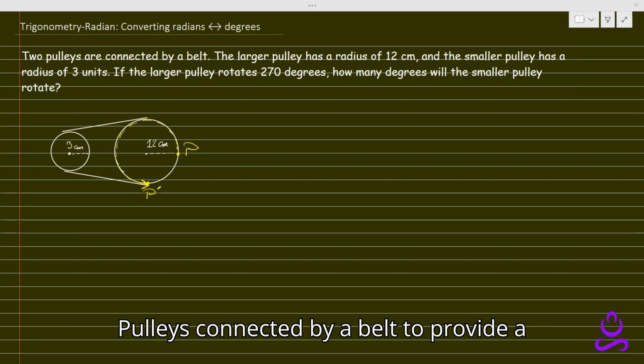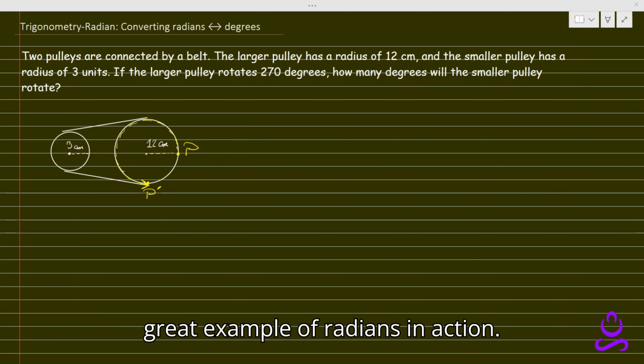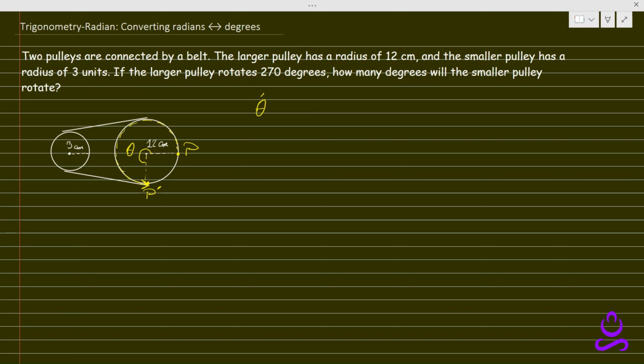Pulleys connected by a belt provide a great example of radians in action. Let's convert the larger pulley's rotation from degrees to radians. 270 degrees equals 3 pi over 2 radians.